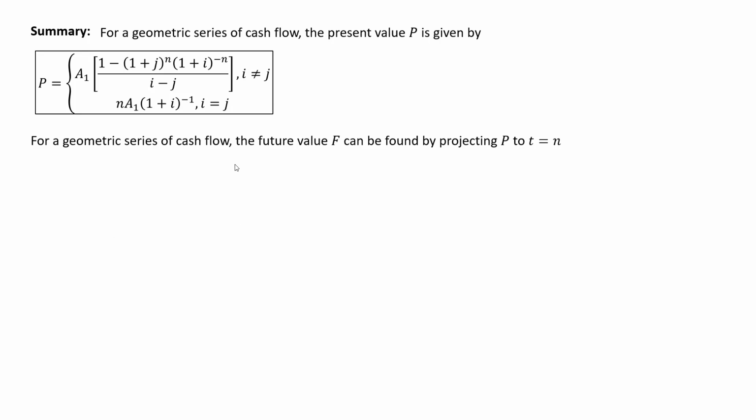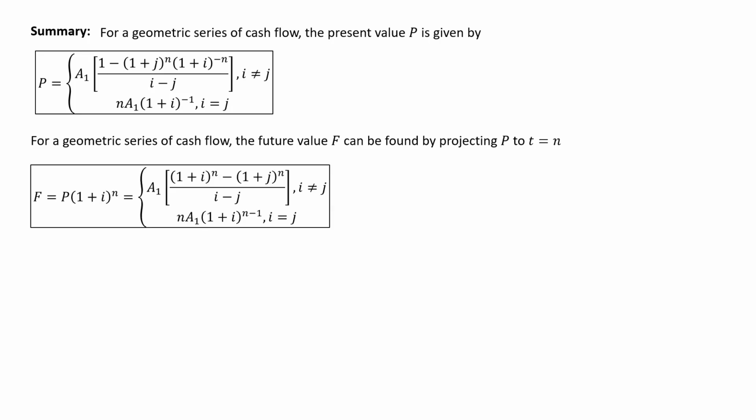For a geometric series of cash flow, the future value F, the good old thing, right? We know we have found a formula for the present value. You want to find a formula for the future value? Just take the present value, multiply that by (1 plus i), the quantity raised to n. But one thing I have to tell you though, be absolutely clear in your heads about which one is i and which one is j.